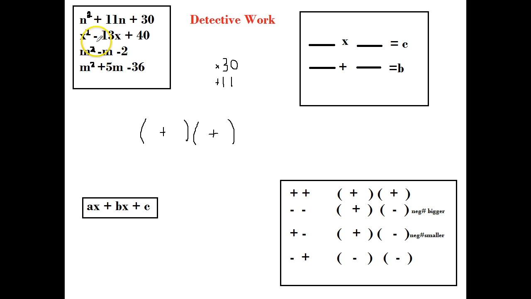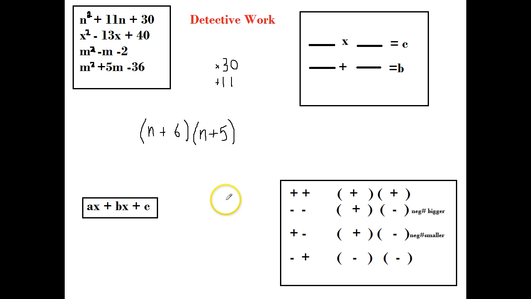Now the first term is n squared. The only thing that multiplies into n squared is n and n. Now we need two numbers that multiply to 30 and add to 11. So I'm thinking factors of 30 are 6 and 5 are the ones that come to mind, because 6 times 5 is 30 and 6 plus 5 is 11. So I'm going to put in 6 and 5.